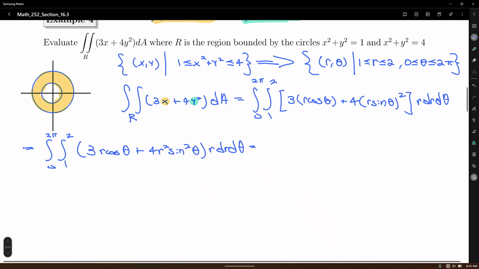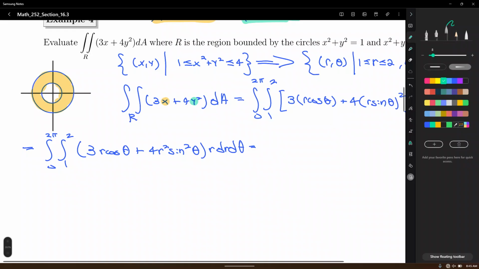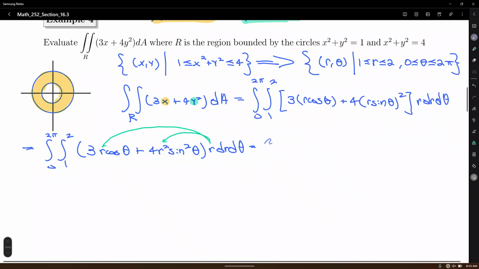Okay, let's keep going. So you don't want to integrate this, keep distributing this r right here. So I'm going to distribute the r that multiplies the dr d theta over the two terms right here. So that'll be the integral from 0 to 2 pi, and then from 1 to 2, of 3r squared cosine theta plus 4r cubed sine squared theta dr d theta. Okay, let's integrate with respect to r.